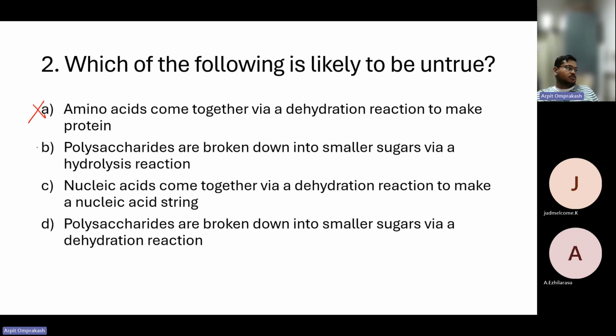This is not true, because if this was the case, then basically starch would disintegrate if you put it in water. Right. The third option is nucleic acids come together by a dehydration reaction to make a nucleic acid string. So that is likely to be true. Polysaccharides are broken down into smaller sugars by a dehydration reaction.